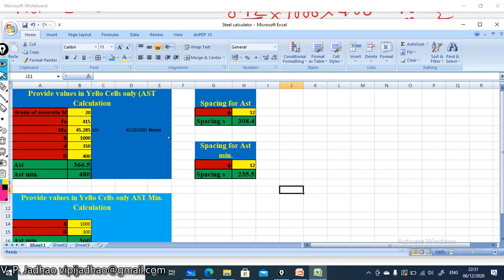I have just created an Excel formula for this. So we get the Ast is equal to 308 mm square.